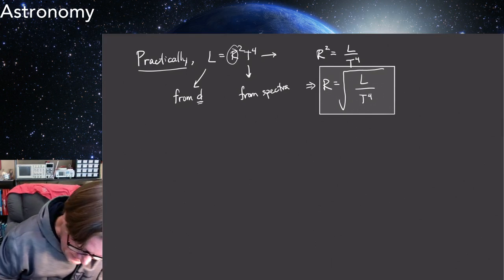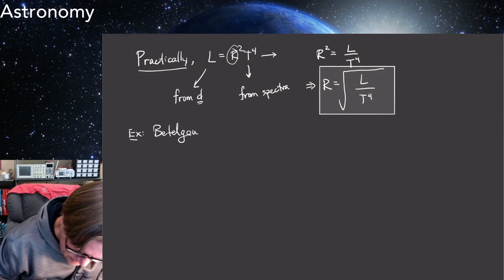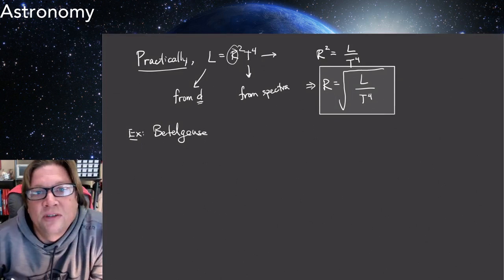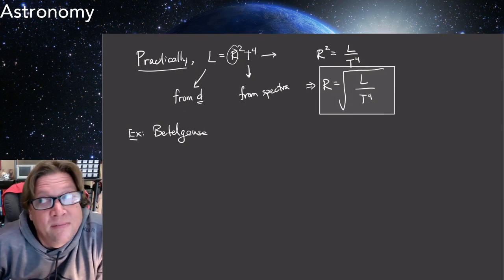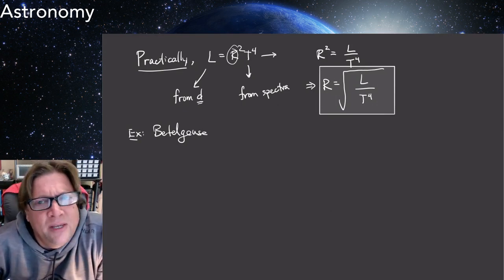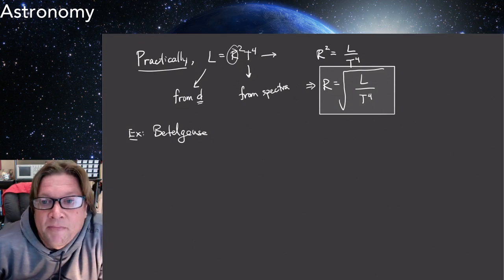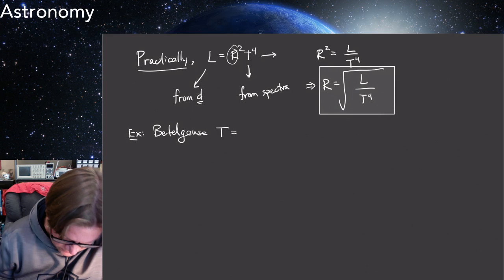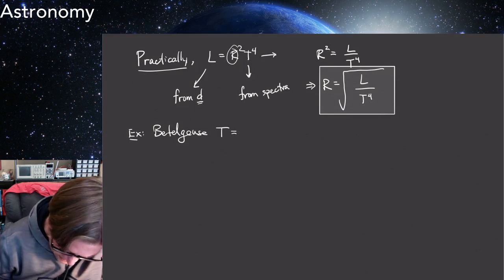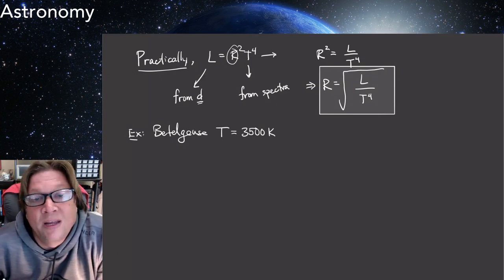Here's an example. The red star Betelgeuse in Orion. It's a red supergiant. We'll talk about it more in detail next week or the week after. It's easy to find out the temperature of the star. The temperature of Betelgeuse is about 3,500 K.